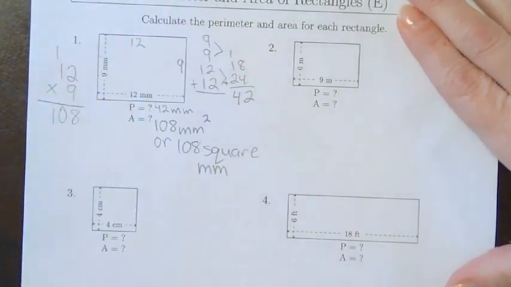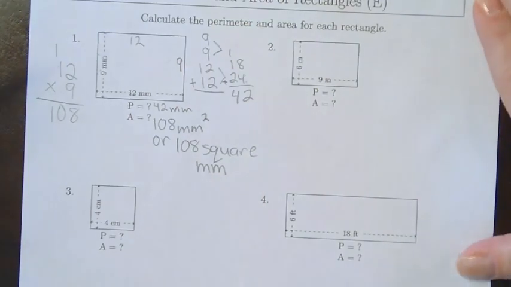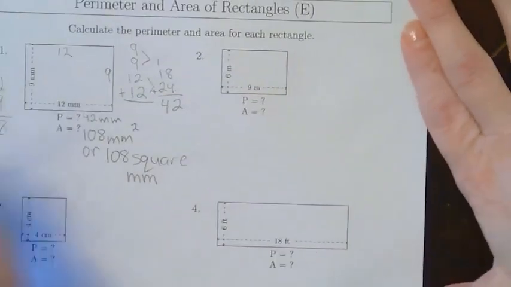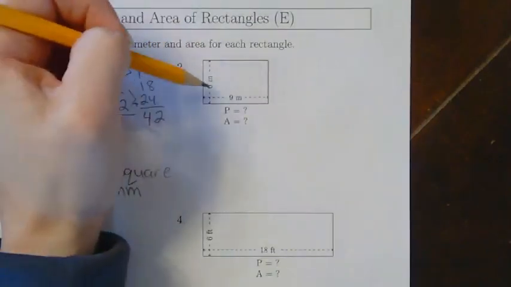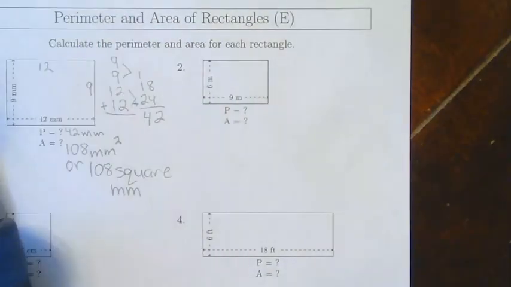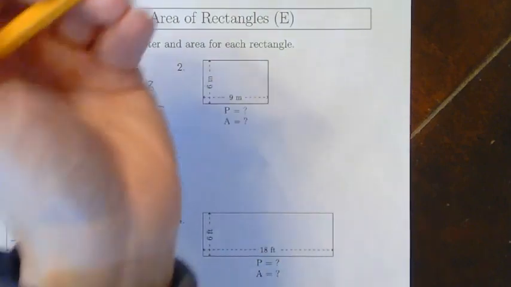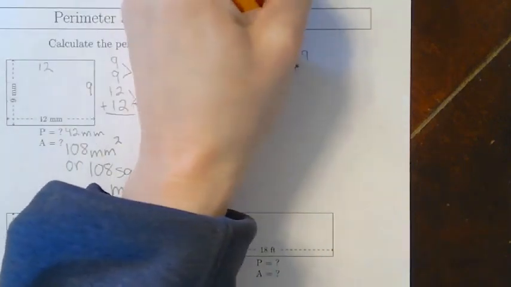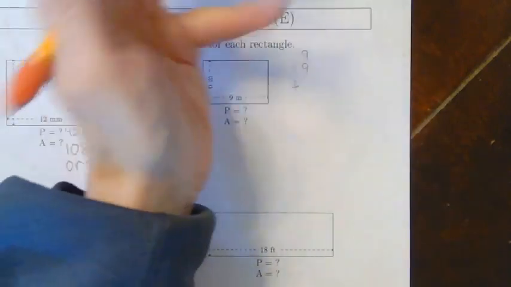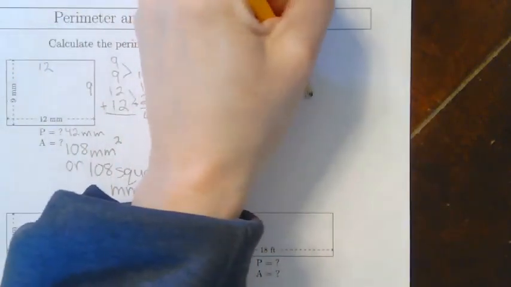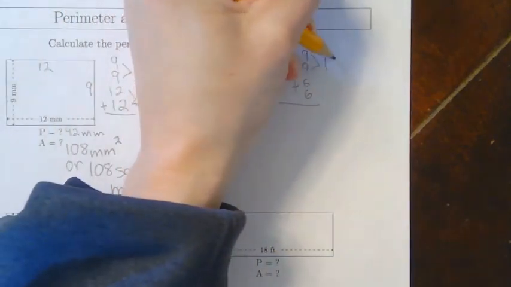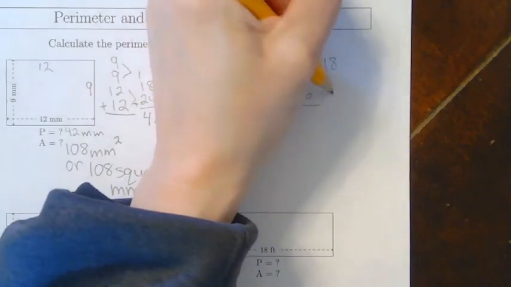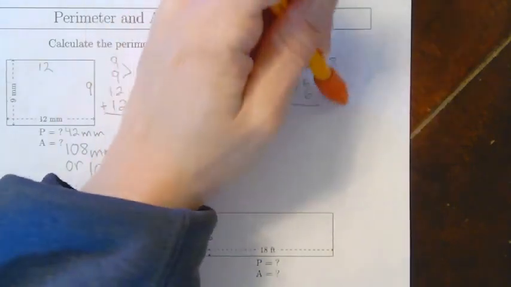So you can write it either way. I know a lot of you like that extra practice, so let's keep going. If we were to write perimeter for this one, we would say 9 plus 9 plus 6 and 6. We know that 9 plus 9 is 18, and 6 plus 6 is 12, not 16.